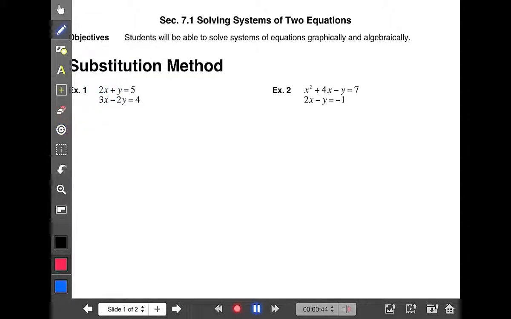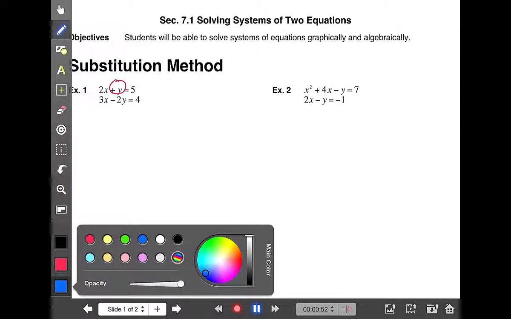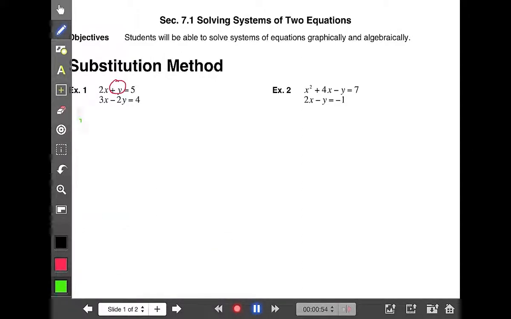So for this one, because this is the term that has a coefficient of 1, that's the equation I'm solving for, and I'm solving for y. So my very first step is going to be to solve this equation, 2x plus y equals 5, for y. I can just subtract 2x from both sides, and I get y is equal to negative 2x plus 5.